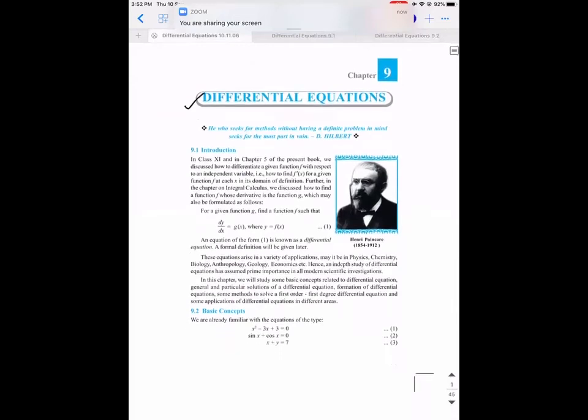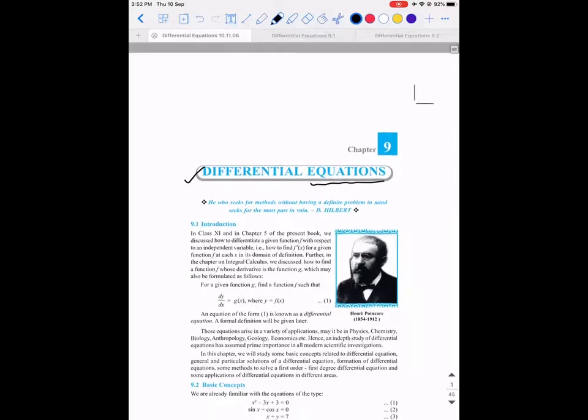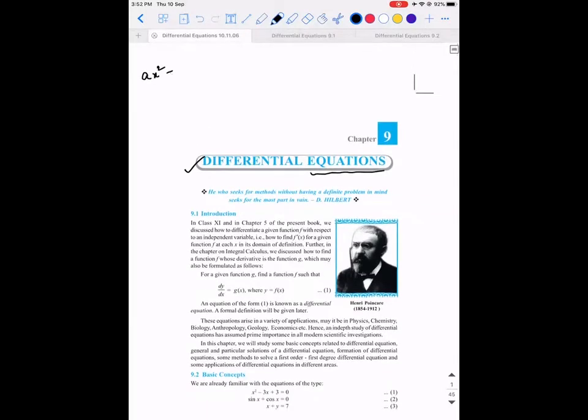Differential equations. Okay, so let me explain what it is. You know what an equation is, right? There is a difference between an equation and an inequality. So what we mean by an equation is what we need to see first. If I give you an expression like ax square plus bx plus c, what will you say this is? It is a polynomial.